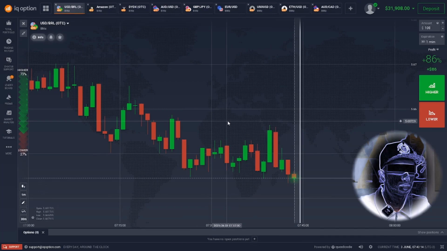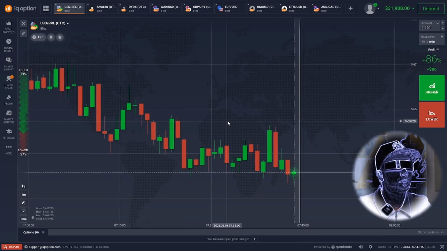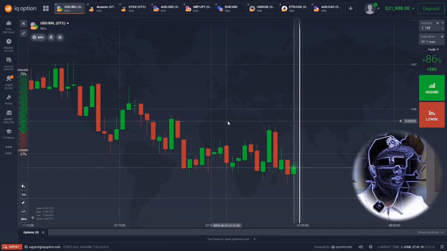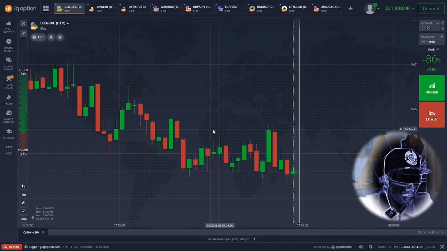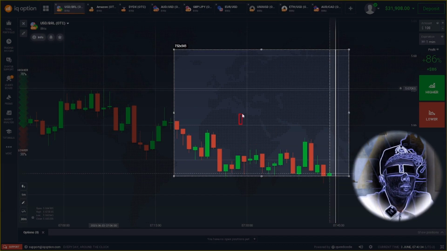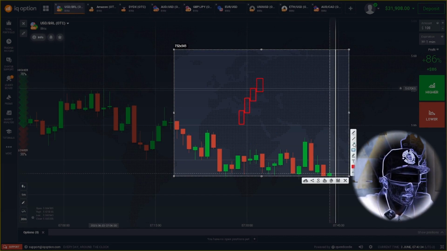Let's get started. So the strategy is as simple as possible and doesn't require any indicators. Our task is to find 4 consecutive candles of the same color on the chart. That is, for example, here we have 4 consecutive bullish candles. And at the close of the 4th candle, as soon as it closes, we enter a trade to go up.